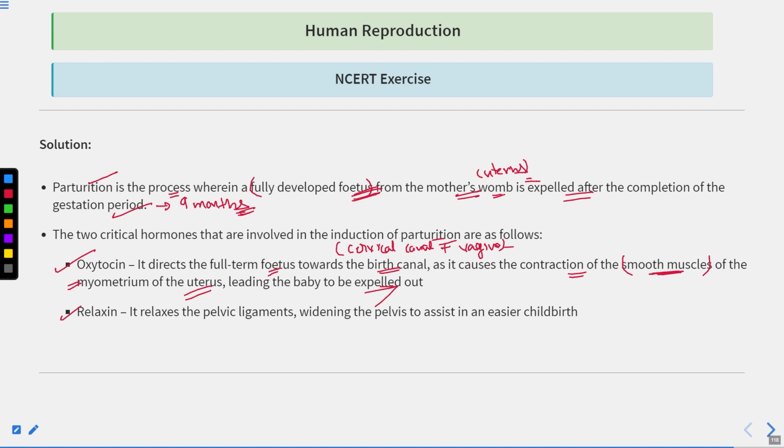Now, next is relaxin. What is relaxin? It relaxes the pelvic ligaments, widening the pelvis to assist in easier childbirth. So relaxin is also very important because, as the name suggests, it relaxes the pelvic ligaments. This helps in widening the pelvis, which assists in easier childbirth or expelling of the baby out of the birth canal.